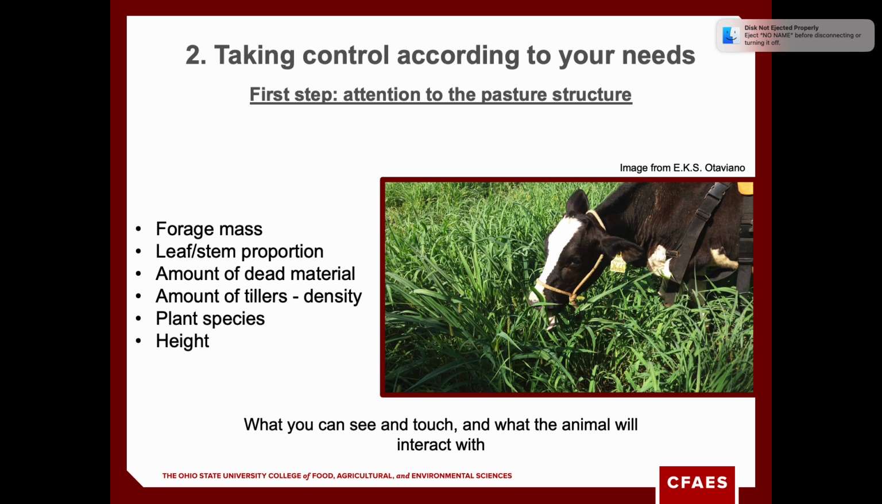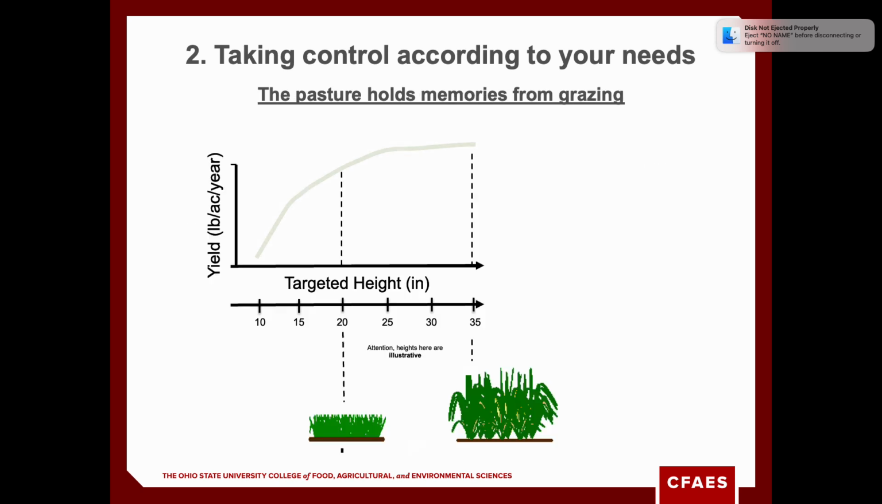So forage mass, leaf-stem proportion, height, plant species, density, all of this is the combination of the structure. But how is this helpful for you? How can you get something useful from this? And this is the concept that is the most important thing from this presentation, is that pasture has memories. And when I say that they have memory, it is that they take time to adapt to your grazing management, and the way they're going to adapt might be good or not, according to what you want.